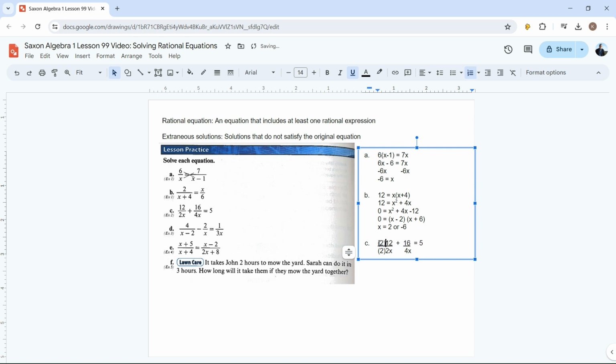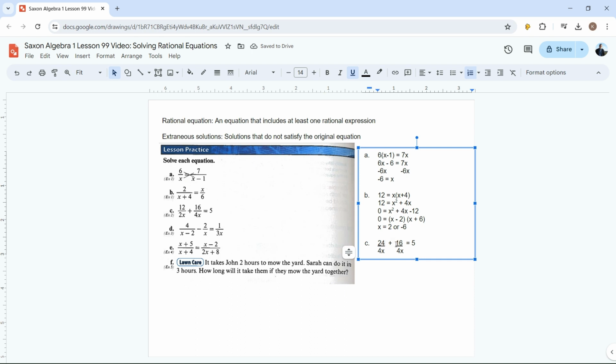So let me just do that correctly. I'm going to multiply by 2 over 2. Remember, that just means I'm multiplying that fraction by a fancy version of 1. It's going to give me a number that's over 4x. So 2 times 2 on the bottom is going to be 4x. And then 2 times 12 on the top is going to be 24. This is my new expression.